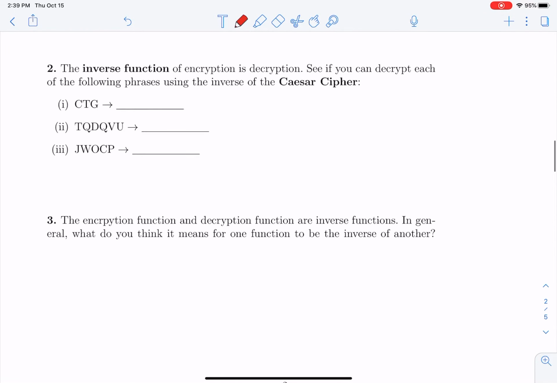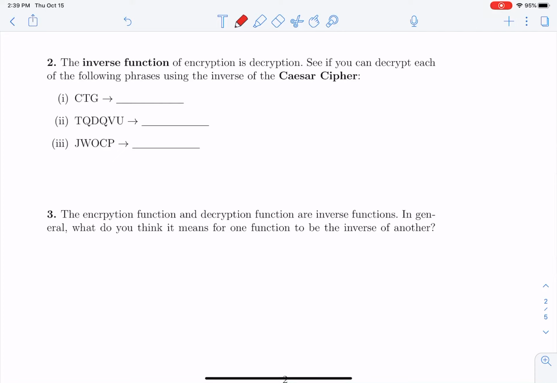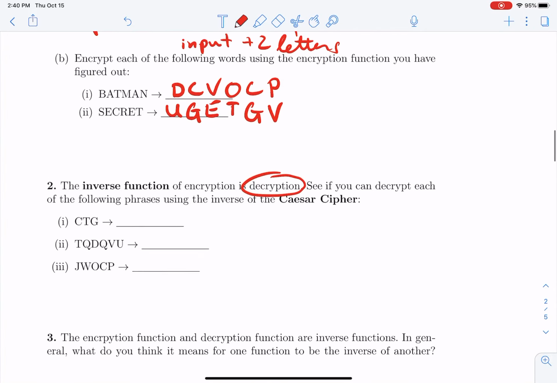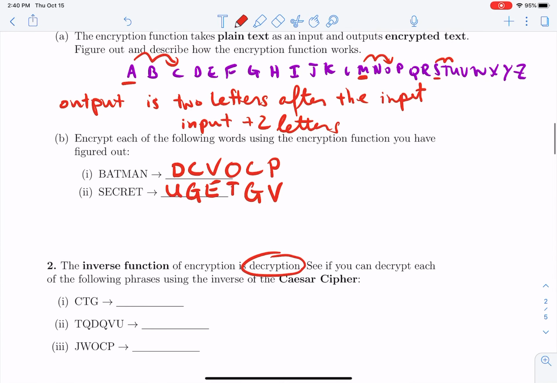Okay, so here we have described that an inverse function of encryption is decryption. So basically it undoes the encryption. See if you can decrypt each of the following phrases using the inverse of the Caesar cipher. Okay, let's see if I can see my alphabet again. We can. Okay, so it undoes it. So this is now an output, and it turns it back into an input.